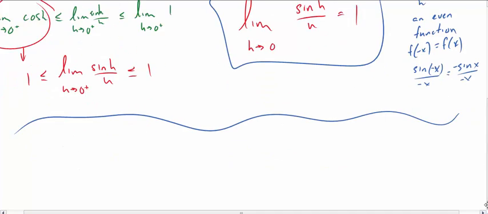Now, I said there's a second important limit that we're going to look at. We're also going to look at the limit as h goes to 0 of (cosine h minus 1) over h. And you'll see why these are important when we get into the differentiation.